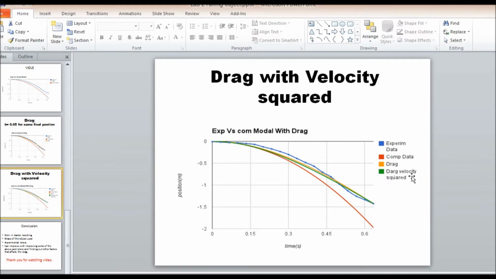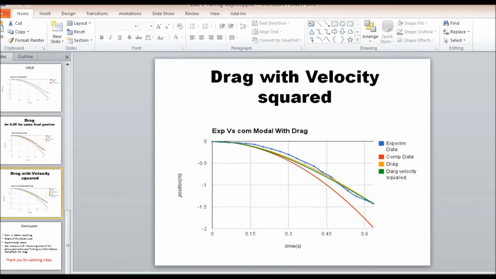For the last one, the velocity squared one, the green one, I used the constant b, which is 0.22, so that I get the final position the same as the drag and the experimental model. But still you can see there are a lot of big variations in the computer model, in the drag velocity squared model as well as the experimental model that I got.